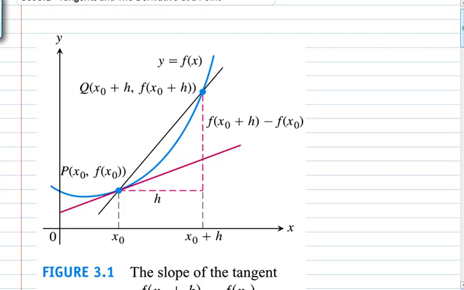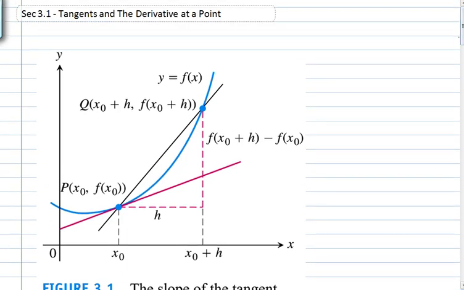I captured this picture out of your book. It's on page 122. This section in chapter 3 is tangents and the derivative at a point. We have not really defined a derivative, but we have looked at slopes of secant lines, and I've kind of given this away, that the slope of the tangent line is going to be the derivative.